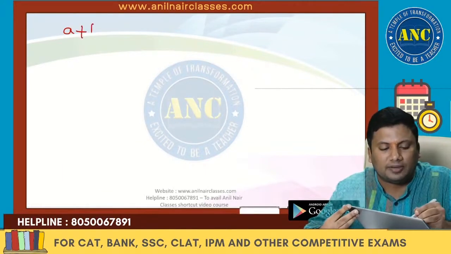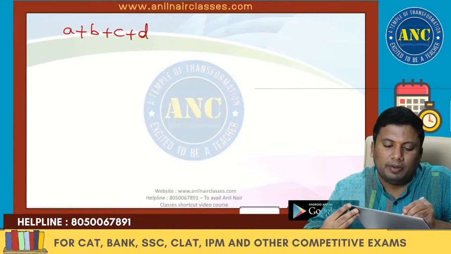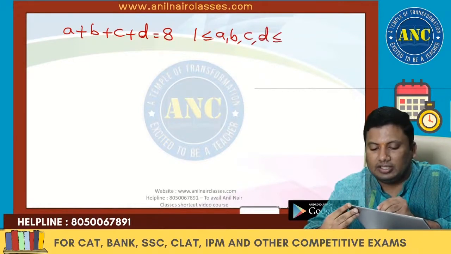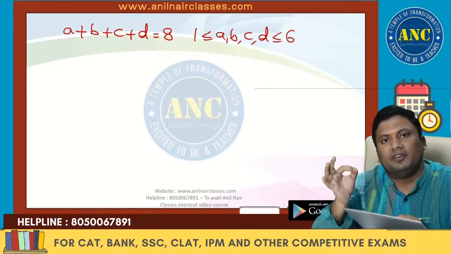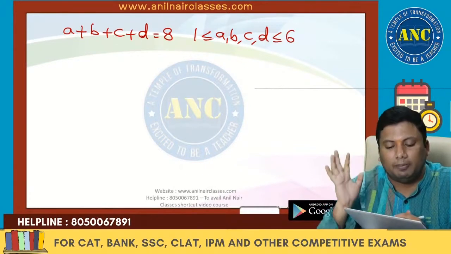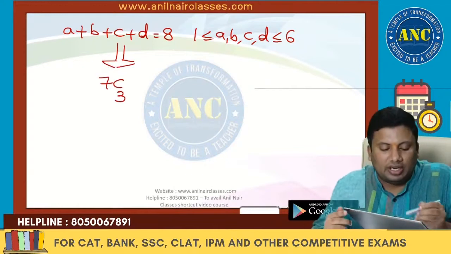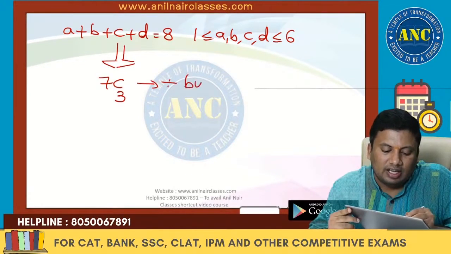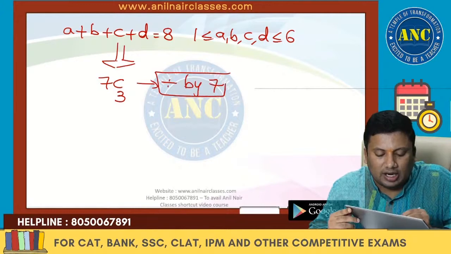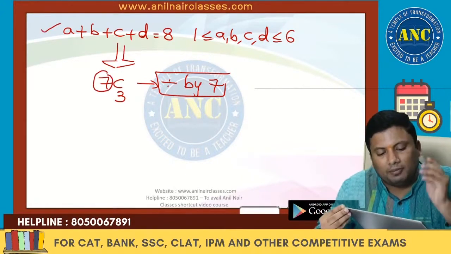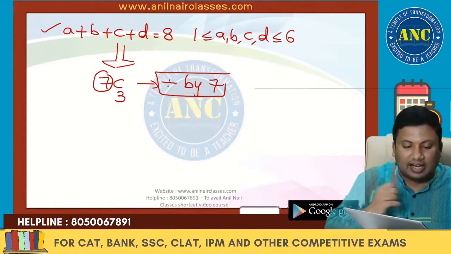Please drop your pens. A plus B plus C plus D is 8, with 1 less than or equal to A, B, C, D less than or equal to 6. In how many ways can the sum of 4 dice be 8? What will be the answer? 8 is nothing but 7C3, 4 variables, 3 cuts. So the answer is divisible by 7. Check which answer option is divisible by 7, because 7 is a prime number. I hope the idea is clear.